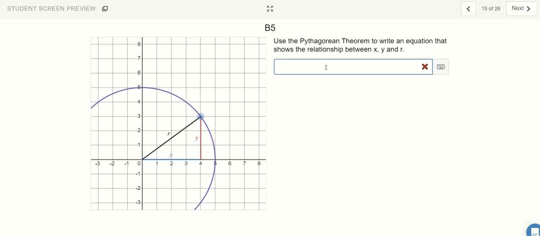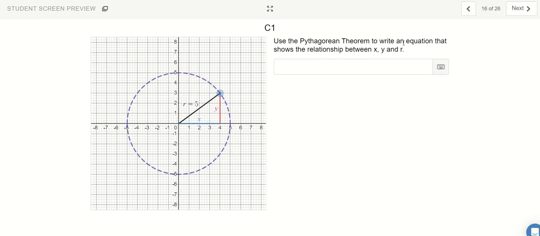So usually the Pythagorean theorem is a squared plus b squared equals c squared. In this case here, our a is going to be x, right? One of the legs is x. The other leg is y. In this case, our hypotenuse is going to be r. So a squared plus b squared equals c squared, or in this case here, x squared plus y squared is equal to the radius squared. And that's our equation for a circle.